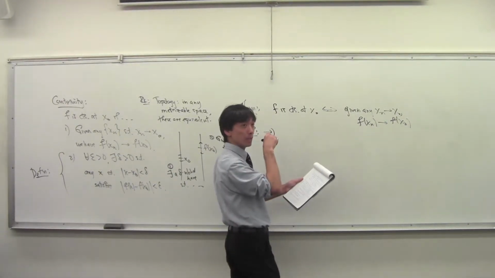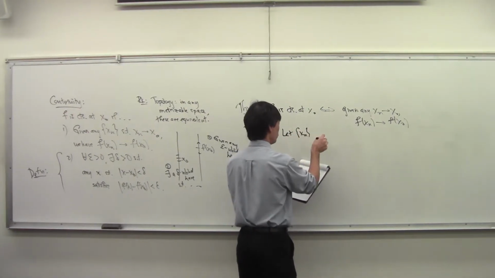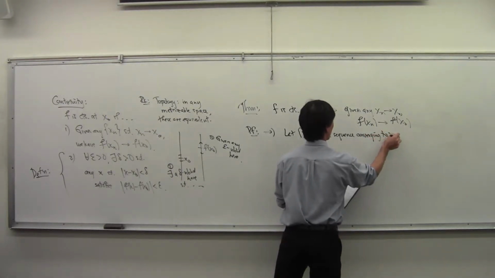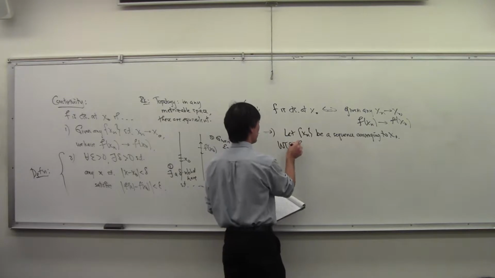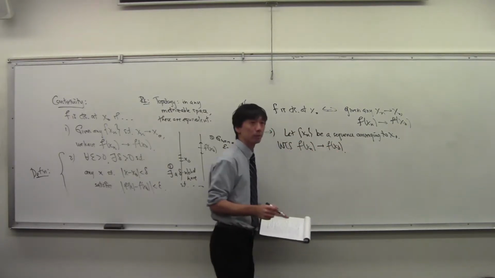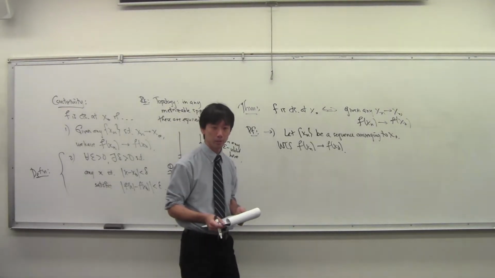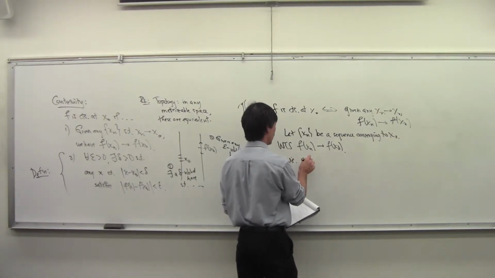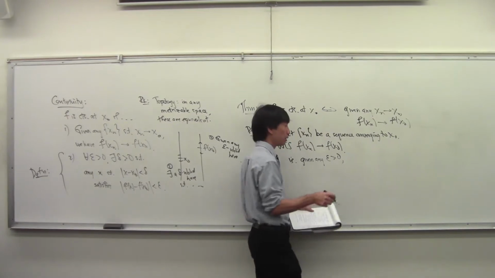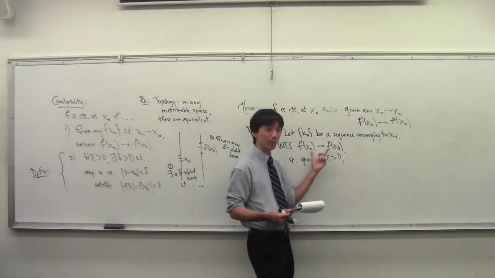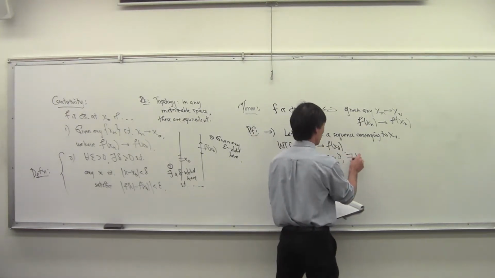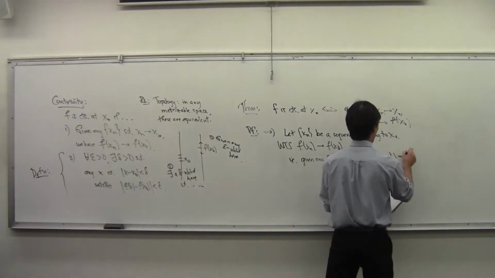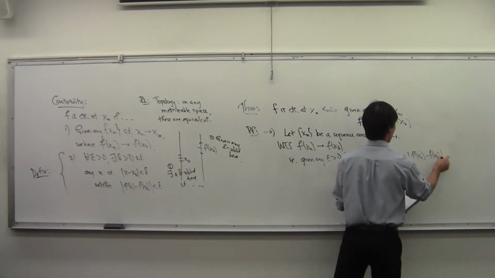Okay, so let's do it. Let x of n be some sequence converging to x naught. We want to show that f of xn converges to f of x naught. What does that mean? What does it mean for a sequence to converge? Given any epsilon, there exists an N such that if n exceeds N, then f of xn minus f of x naught is smaller than epsilon.